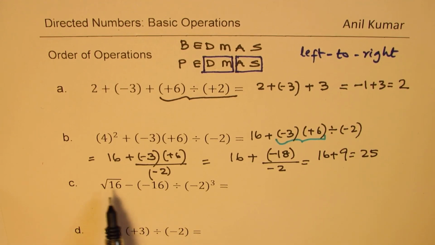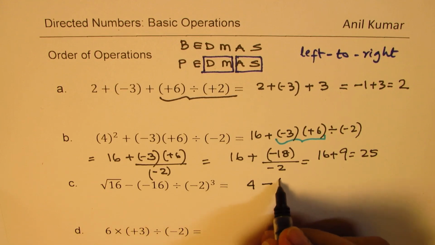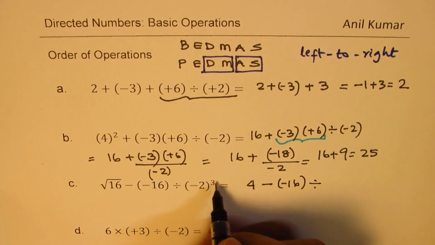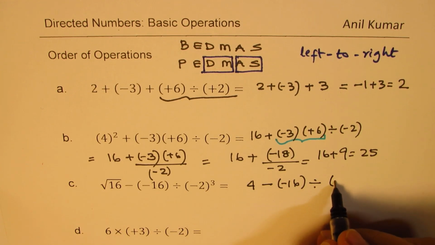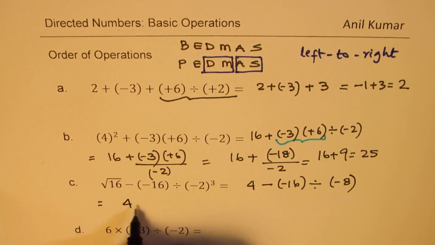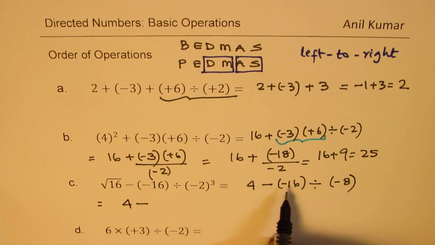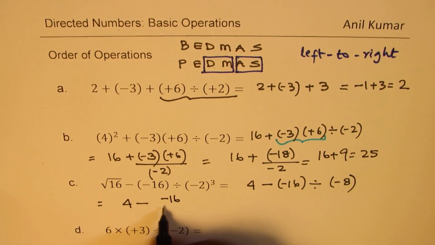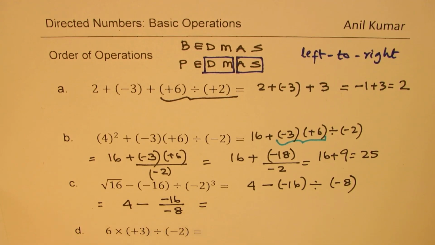Next question here is square root of 16, that is an exponent. This is also an exponent. Let's do that. Square root of 16 is 4 minus, and we have minus 16 here, divided by an exponent, right? Minus 2 to the power of 3 is minus 8. Now that is division. We have to do that first. So we get 4 minus, and minus 16 divided by minus 8. Let me write like this. Minus 16 divided by minus 8, right? It becomes kind of clear. So what you get here is 4 minus, minus becomes positive, but however, we have this negative sign here. 4 minus 2, the answer is 2. Now this step you could avoid. I'm only introducing this step to you so it becomes more clear.